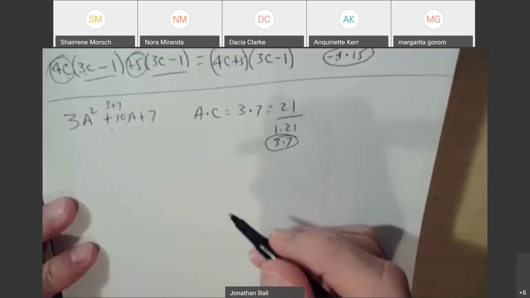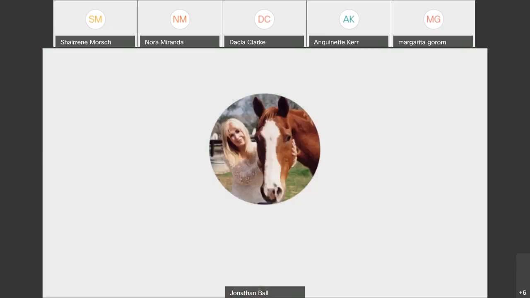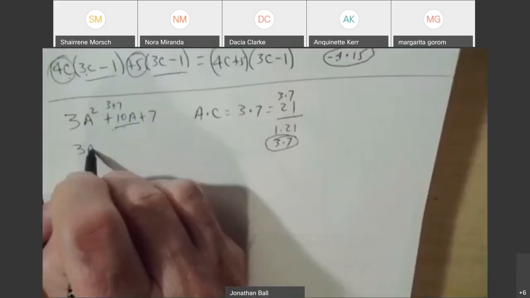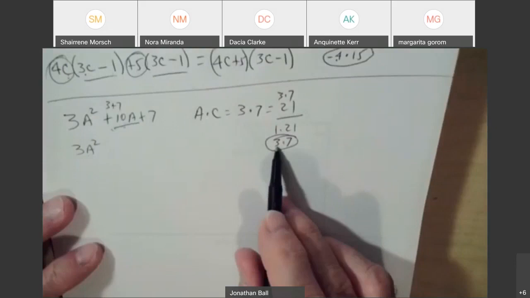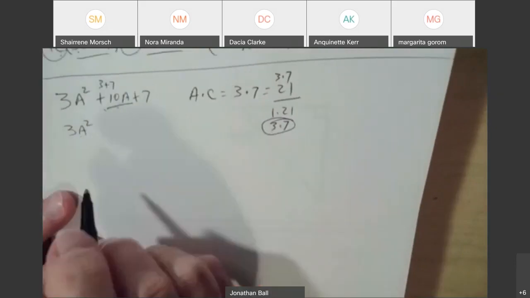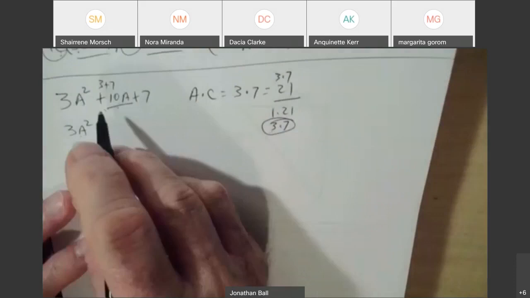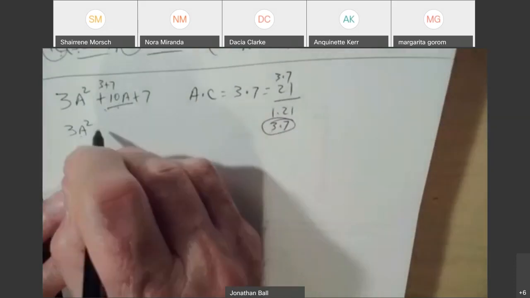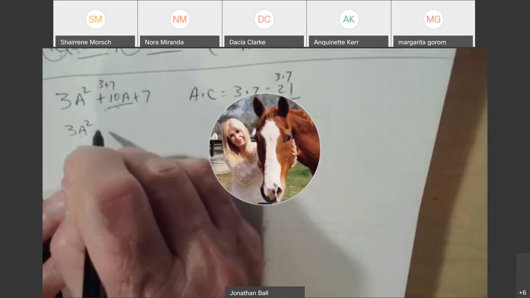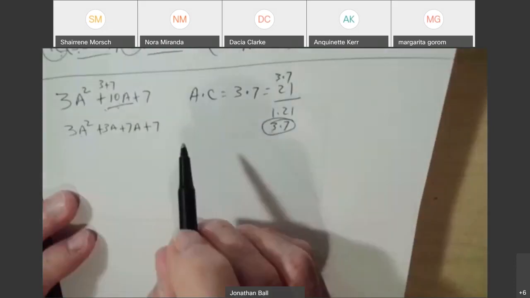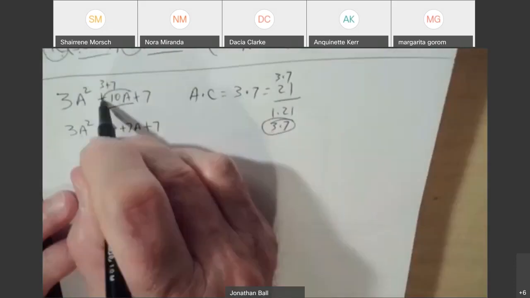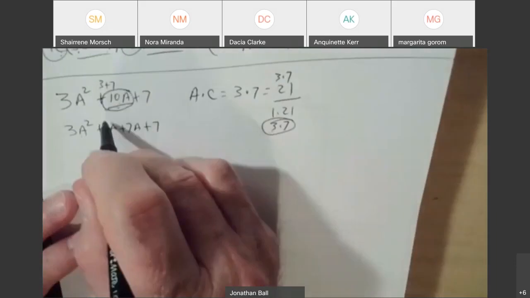So now we're going to split up the linear term. 3a squared. Now, which one do we want to put next to the 3a squared? The 3 or the 7? The 3, right? Because it's factorable. Plus 3a plus 7a plus 7. Does everybody understand what's going on here? All we're doing is we're taking the linear term, the middle term, and we're splitting it up into these two.